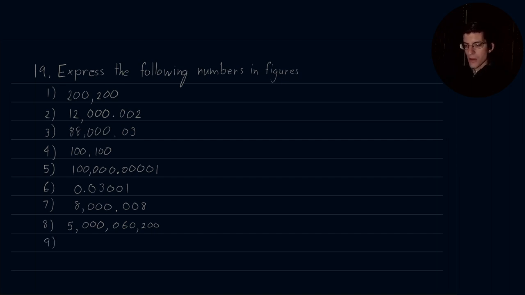Number 9. 306,006. 306 and then million. Nothing in our thousands place, so that's all zeros. And nothing in hundreds, tens, but we have 6 in the numerals place, or the ones place is another way to say it. So 306,006. Number 10.